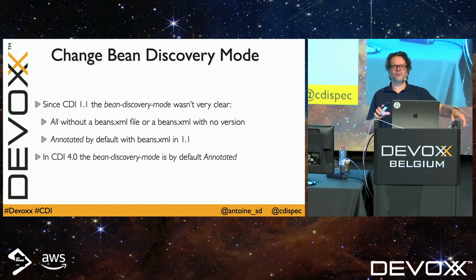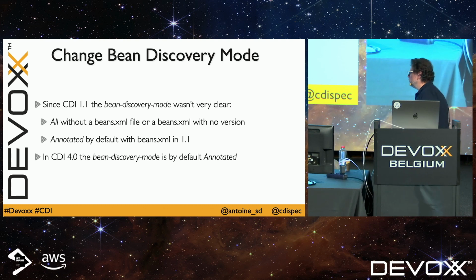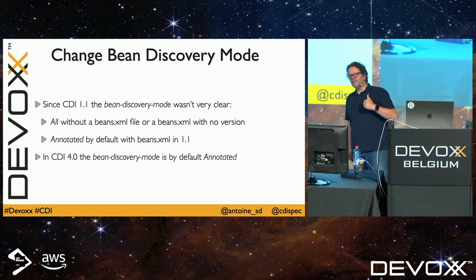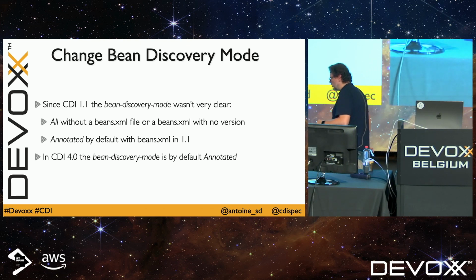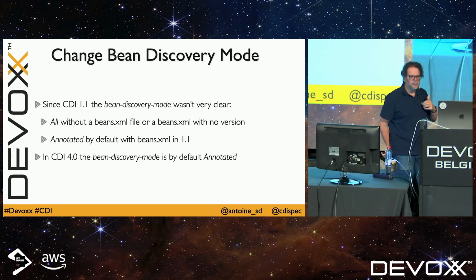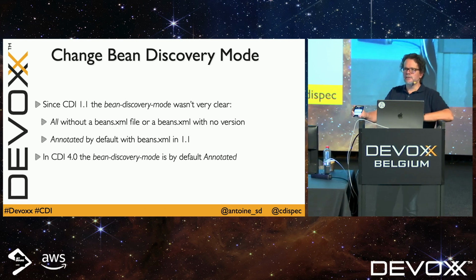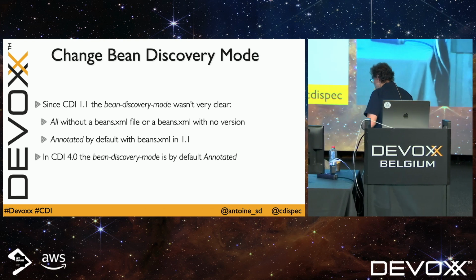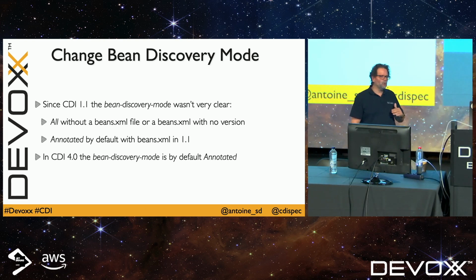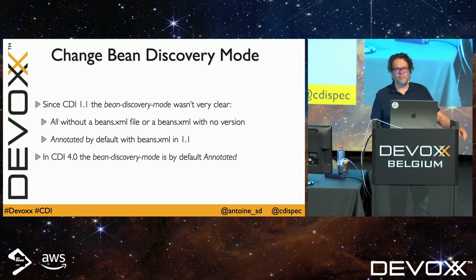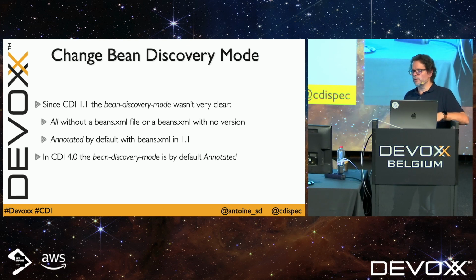And today, just before 4.0, we had a very strange behavior. If you don't have a beans.xml in your deployment, all the classes are scanned and all the eligible classes become a bean. But if you provide a beans.xml with no version in the XML file, it's the same. But if you provide a beans.xml with a version, it becomes an annotated deployment. So you really have a very confused way of discovering beans in CDI. So now, with CDI 4, we are breaking a bit of the retrocompatibility, but it's now decided that the default bean discovery mode is annotated. So we won't scan all the classes on the class path.